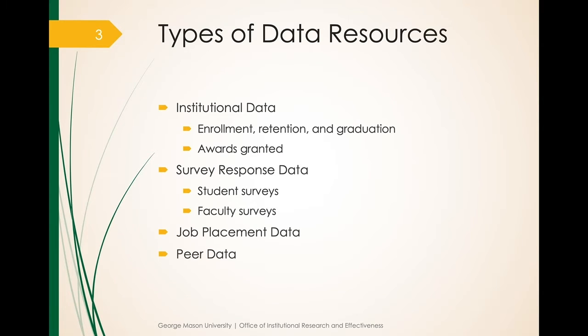As mentioned previously, there are several different types of data. First, there are institutional data, which typically refers to information that is collected by the Office of Institutional Effectiveness and Planning or other offices at Mason. Examples of institutional data are enrollment trends and retention rates. 4, 5, and 6-year graduation rate data is also available.